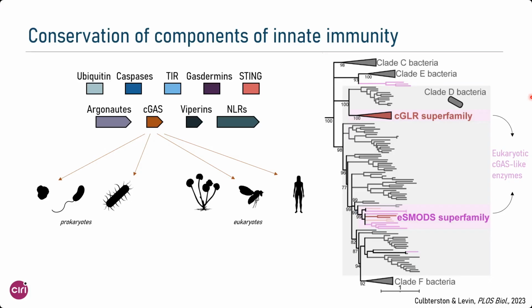And importantly, this can also lead to a very insightful hypothesis, because cGAS, which is this well-known human enzyme, is found in this red clade of the CGLR superfamily. But this evolutionary analysis also led to the identification of another clade of eukaryotic enzymes that also seem to emerge from bacterial immune enzymes. And so it is tempting to speculate that this distinct family of enzymes also has immune functions in those organisms.